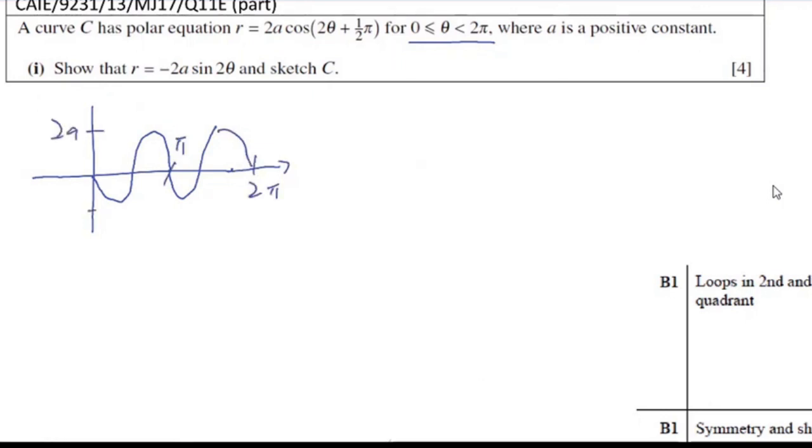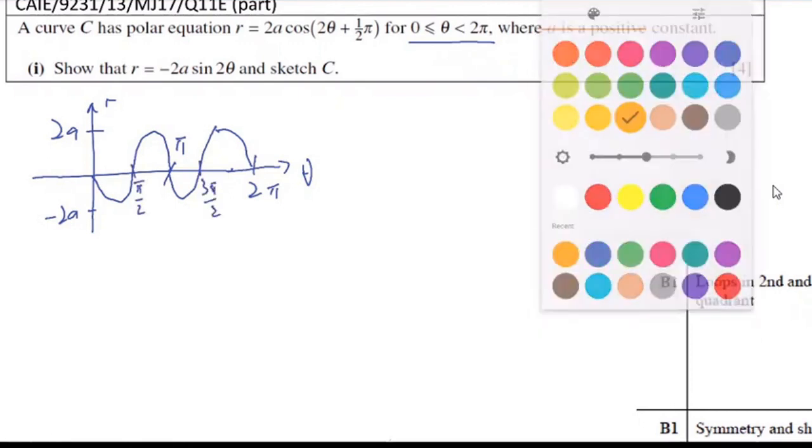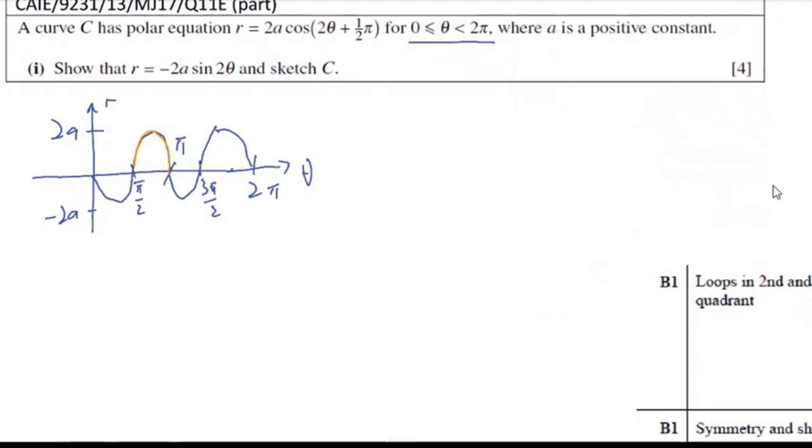So this is 2a, this is negative 2a for the graph here. Remember, in our syllabus, we always only look at the positive r values. So let's just mark those points here first, in order for us to sketch it later. We focus on the positive part of the r first, so we actually do the sketching from there. We know that we have got some loops there.